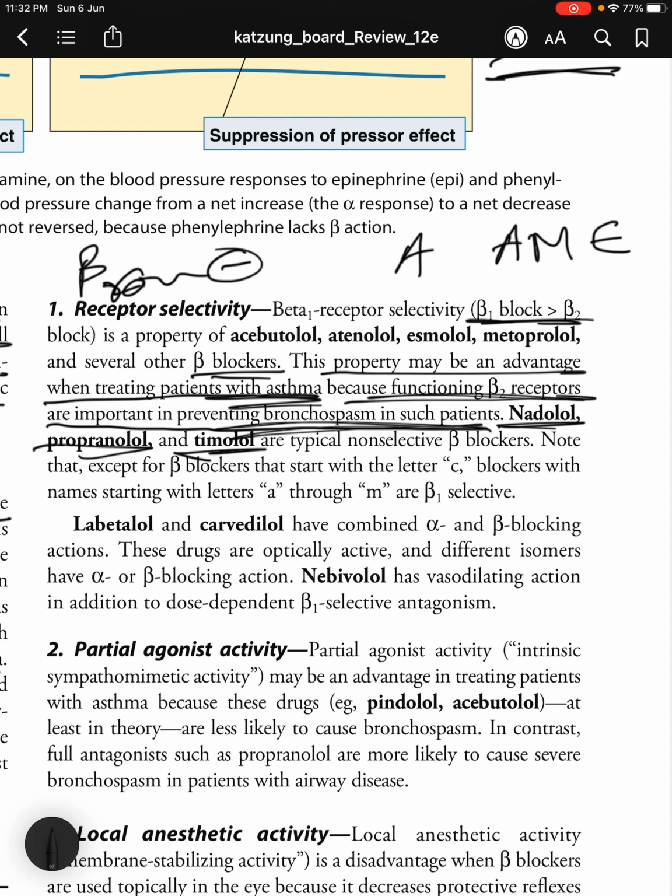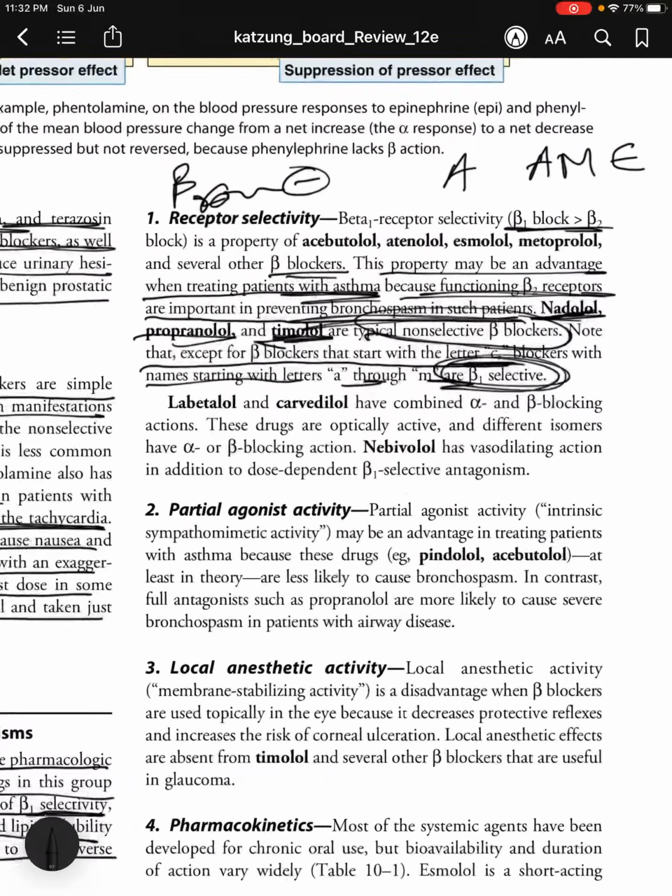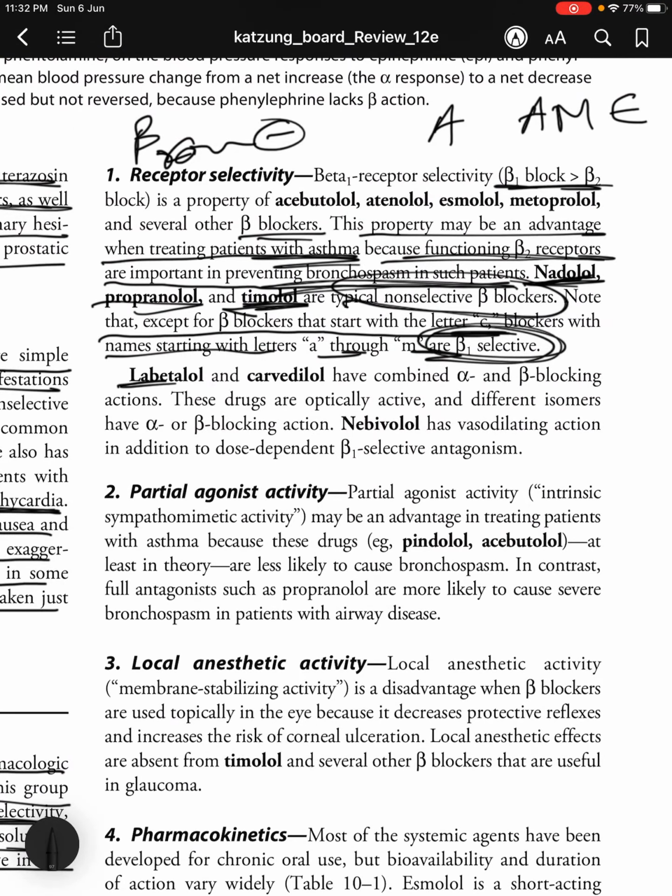Okay, so nadolol, propranolol, and timolol are typical non-selective beta blockers. Nadolol, nada, non-selective. Timolol, it's timid to be selective, so it is non-selective. Note that except for beta blockers that start with the letter C, blockers with names starting with letters A through M are beta 1 selective. So that is another way you can remember beta blockers.